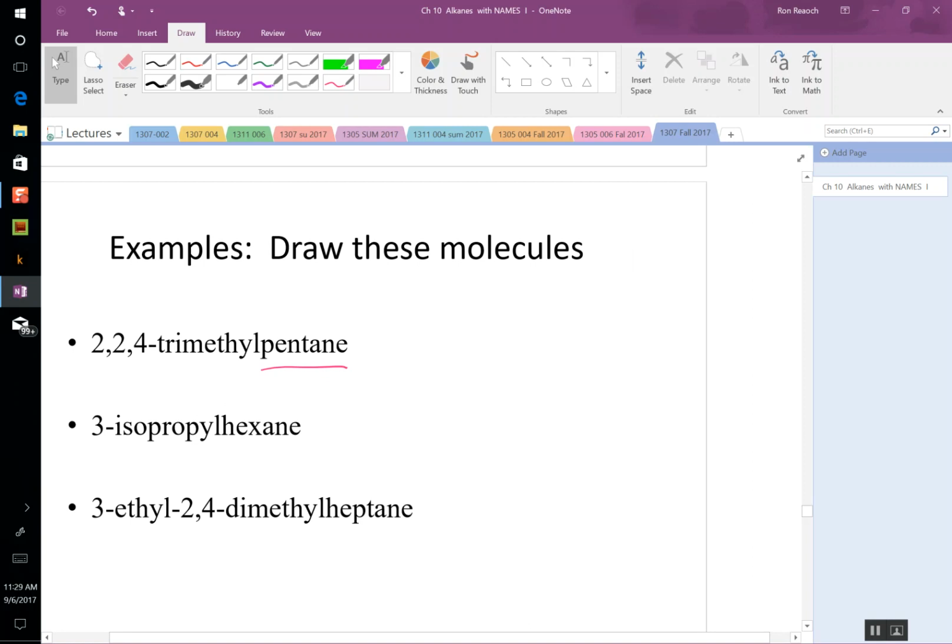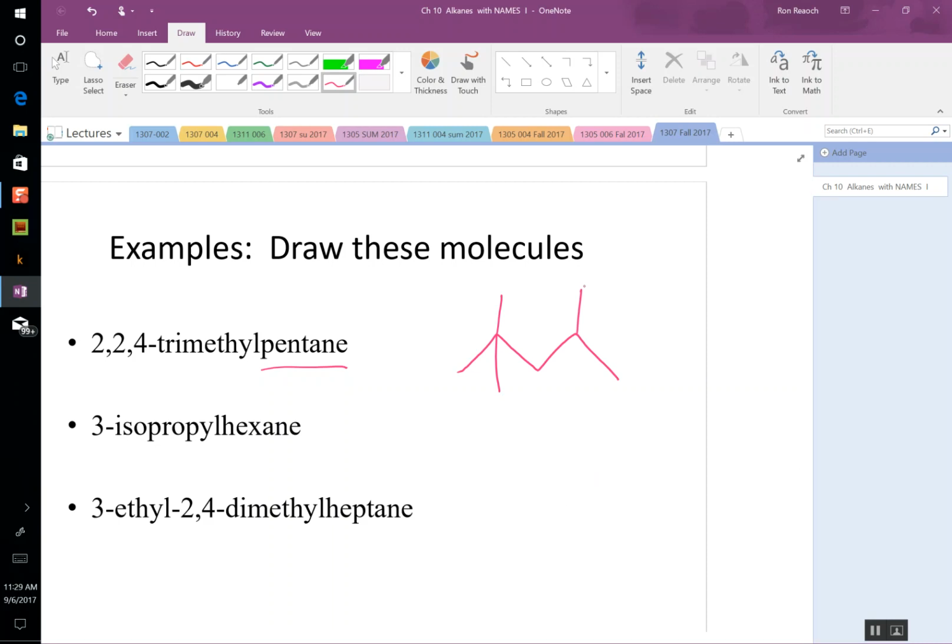There's the 2,4,5-trimethyldecane. So we started with decane. We put the decane out there. So pentane 1, 2, 3, 4, 5. And we got a 2,2,4-trimethylpentane. There's the line diagram.